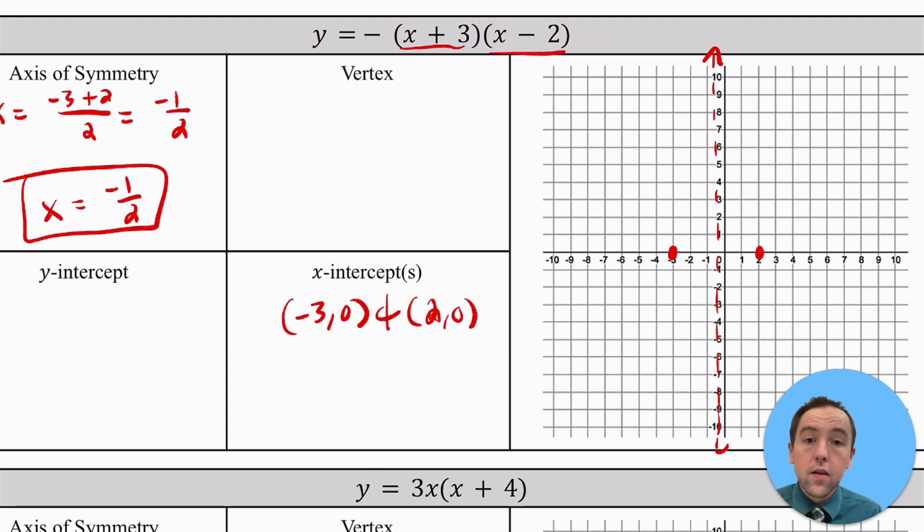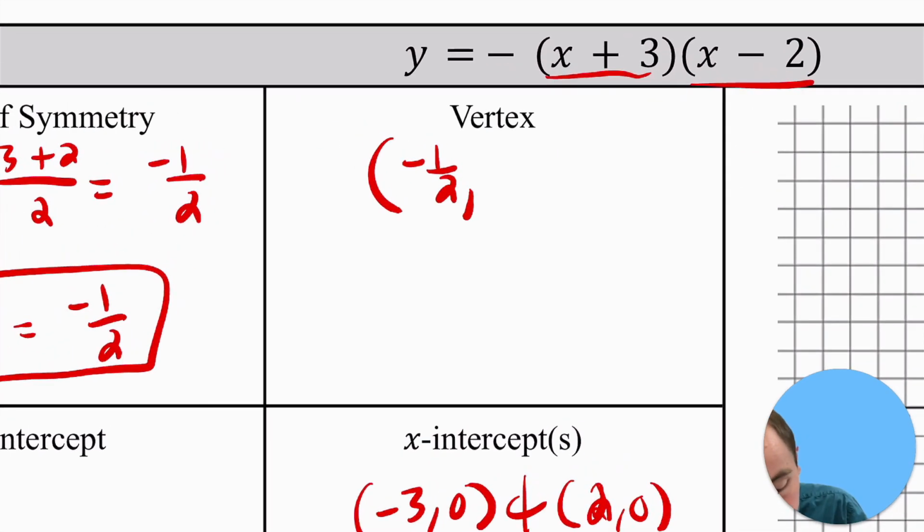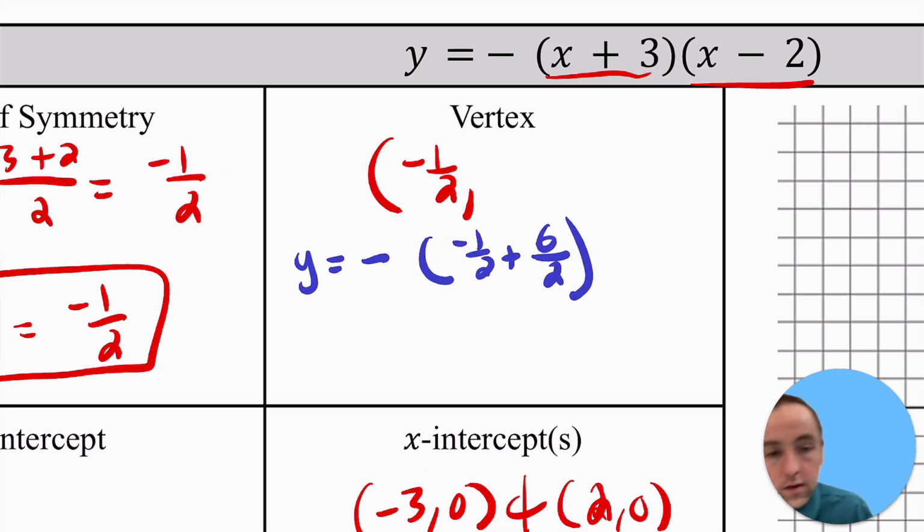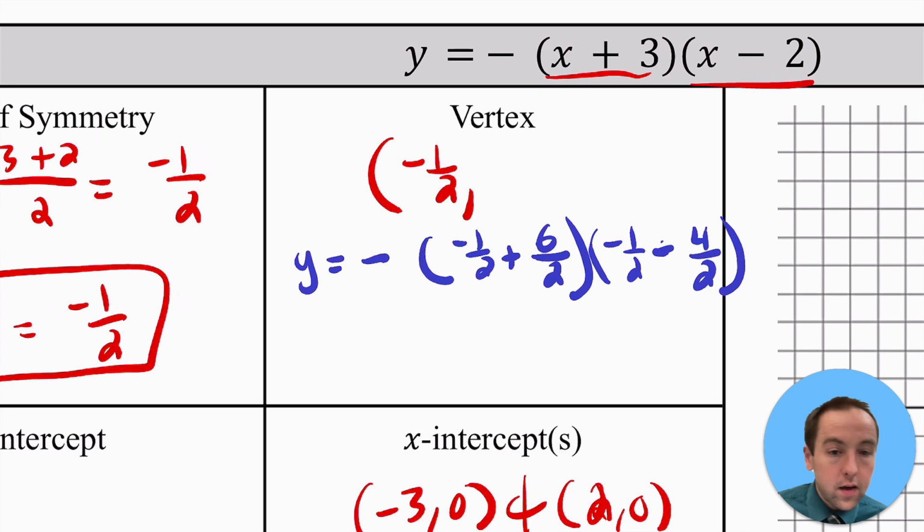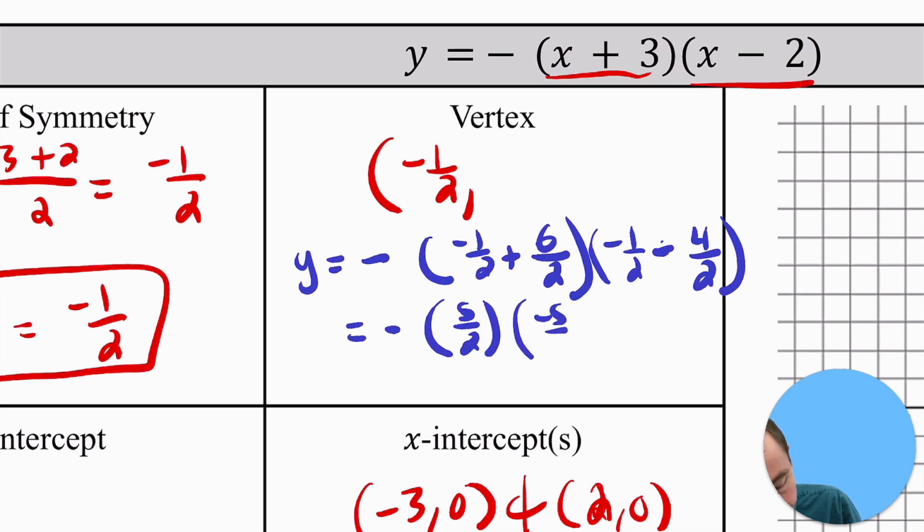So you're going to have to then plug in negative 1/2 for x to find the y-coordinate for the vertex. So that's going to look like this. We're going to have y equals negative of negative 1/2 plus, and then I'm going to write 6/2 because that's the same thing as 3, and then negative 1/2 minus 4/2 because that's the same thing as negative 2. The reason being because I need the common denominators, right? So we're going to get negative of 5/2 times negative 5/2.